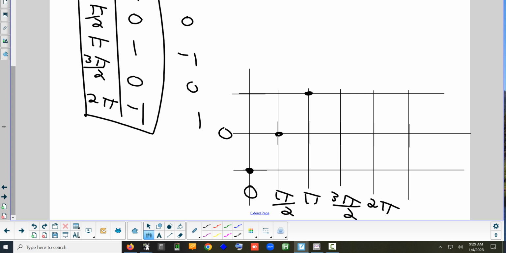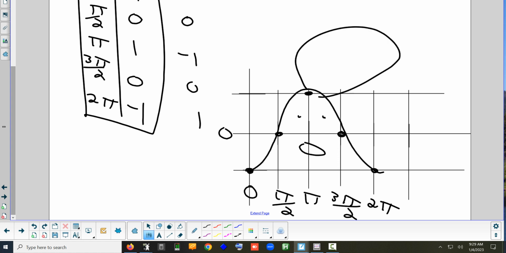Pi, we're at 1, 3 pi over 2, back at 0. 2 pi, back at -1. So instead of looking like a V shape, this one has been flipped over and it's more like an N shape. Like that. Any questions on that?